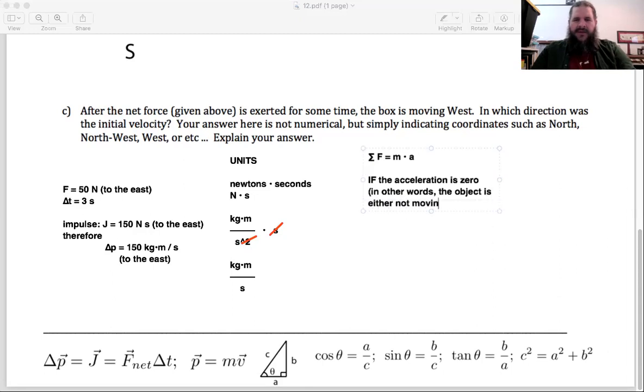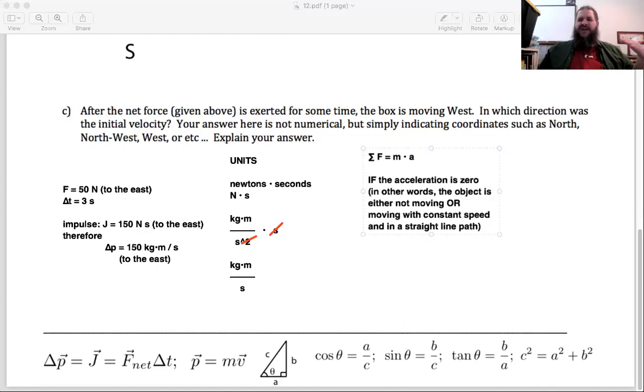Either not moving, or what else would be no acceleration? If the object is moving, but moving in a constant way, moving with constant speed, and also on what sort of path? What sort of trajectory would it have to be? Yeah, got to be in a straight line.